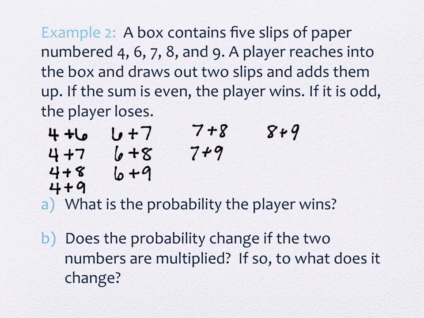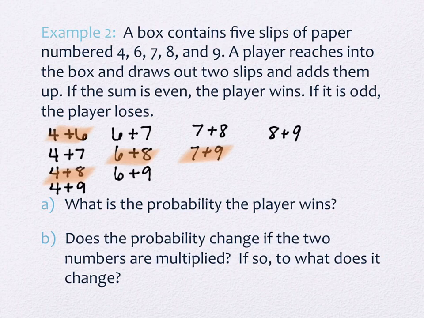And what I want to know is which of these are actually going to be even values. So let's go through, and you can write down the actual values if you want. I'm just going to highlight them. 4 plus 6 is even. 4 plus 7 is not. 4 plus 8 is even. 4 plus 9 is not. 6 plus 7 is not. 6 plus 8 is. 6 plus 9 is not. 7 plus 8 is not. 7 plus 9 is. And 8 plus 9 is not.